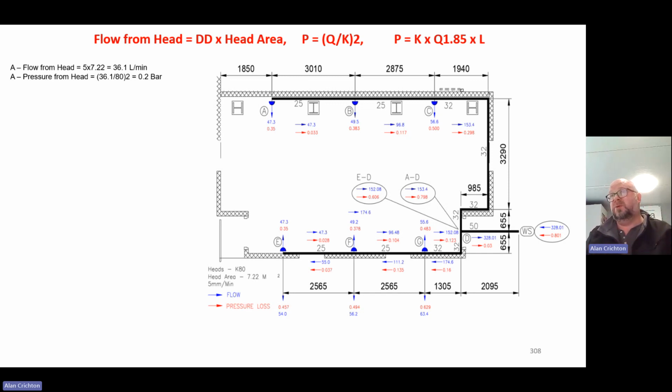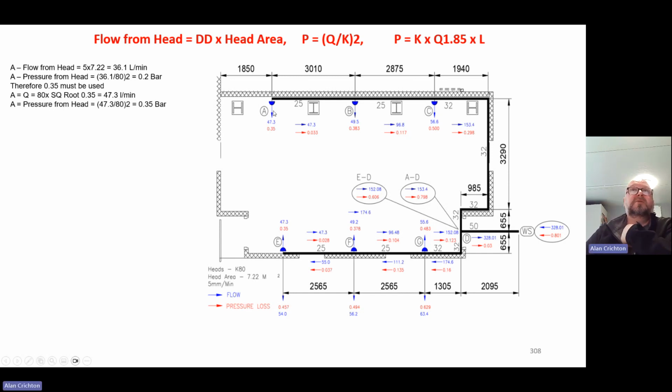However, we all know that the minimum pressure at ordinary hazard heads is 0.35. So we can't use that. So we need to work out the flow through this head at minimum pressure. So we're going to use Q as the K factor times the square root of P. So using the 0.35 bar, the flow through this head is 47.3 litres per minute. So it's 80 times the square root of 0.35.